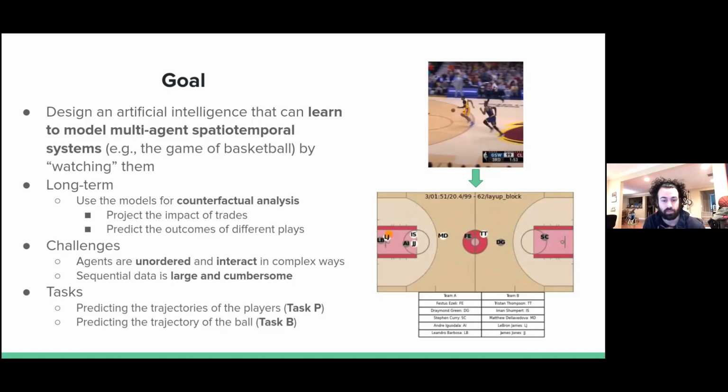The two tasks I'm going to be focusing on today are predicting the trajectories of the players and predicting the trajectory of the ball. I want you to keep those in mind as we go through the slides. I'll reiterate them later, of course.